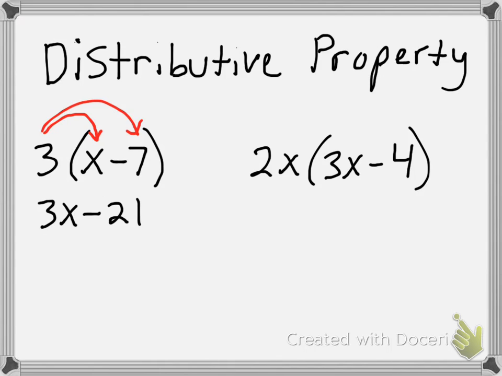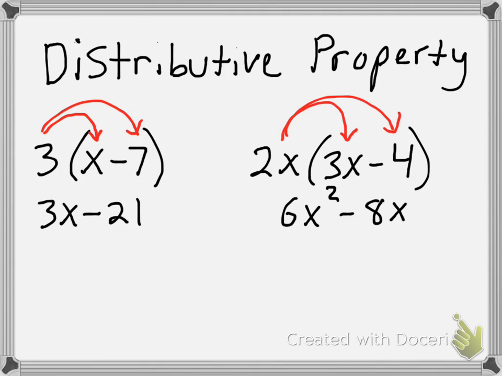Now, second one, same thing. This time we have a number and a variable on the outside, so we're going to multiply that to each term. So when I multiply the 2x times 3x, that'll give me a 6x squared. A lot of you, when you had your quiz, you were forgetting those top exponents. Now we've got to multiply 2x times negative 4, which will give me a negative 8x. Don't forget to put your additional variable on there. A lot of you forgot that as well on your quiz.